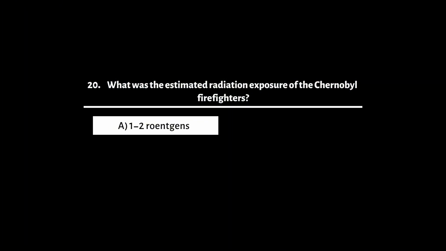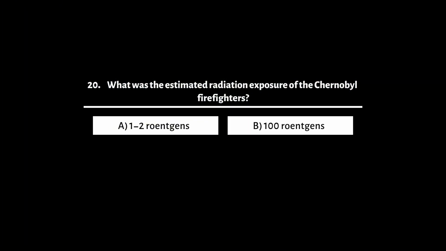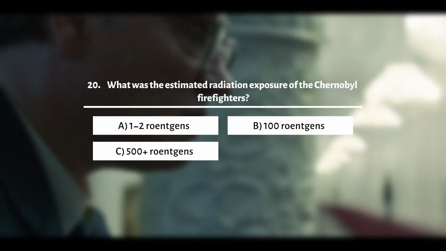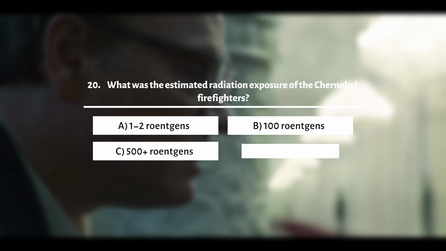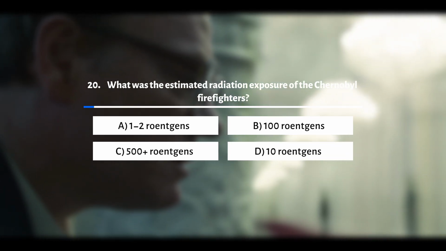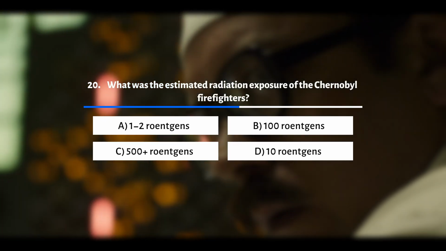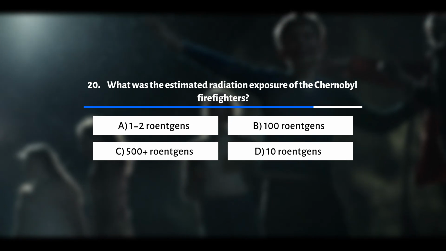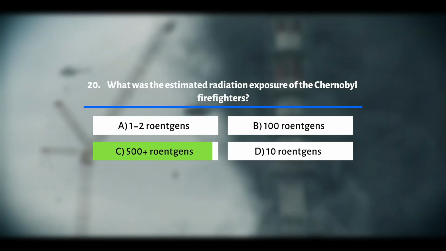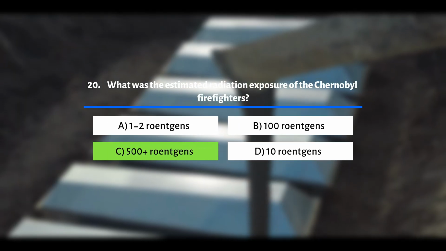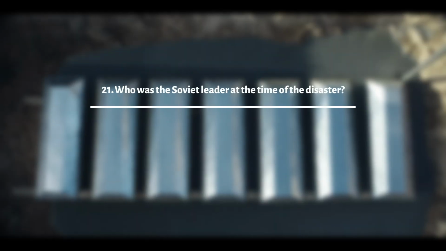A. 2 Röntgens. B. 100 Röntgen. C. 500 plus Röntgen. D. 10 Röntgen. Correct answer, 500 plus Röntgens. 21. Who was the Soviet leader at the time of the disaster?